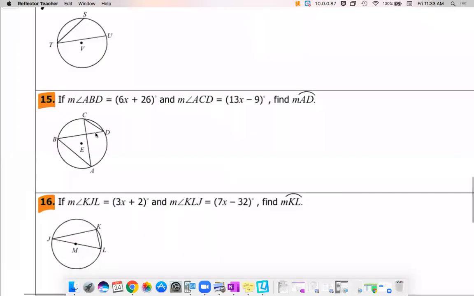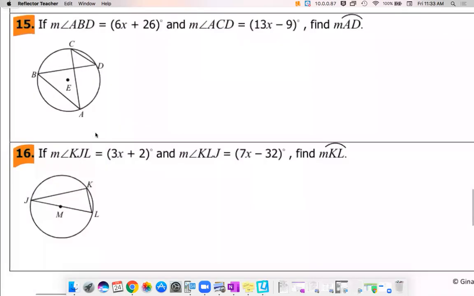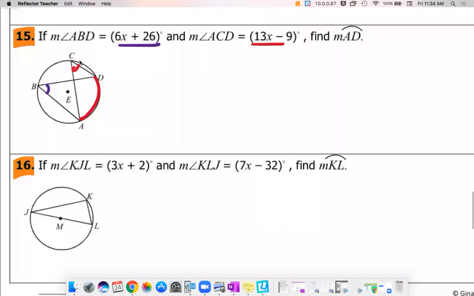Okay, we're gonna skip 14. 15, it says the measure of angle ABD is that, and the measure of ACD is this, and they want you to find the measure of arc AD. So what you should notice is they're both inscribed angles. They share the same intercepted arc. That means that they are going to be equal to each other. So you're going to solve this, making this angle equal to this angle. And then do some algebra.